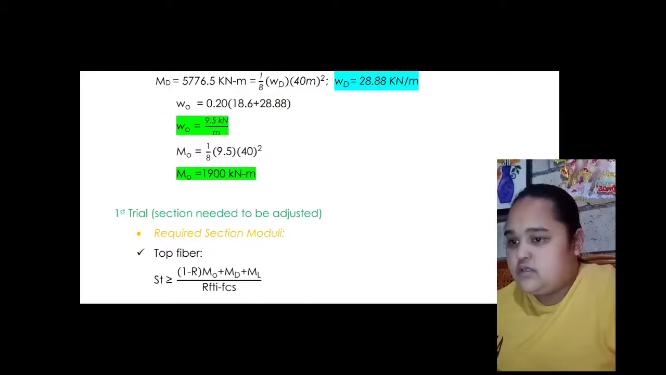WO is equal to 0.2 quantity 18.6 plus 28.8. So it equals to 9.5 kilonewton per meter. MO is equal to 1/8 times 9.5 times 40 squared equal to 1900 kilonewton meter. First trial.